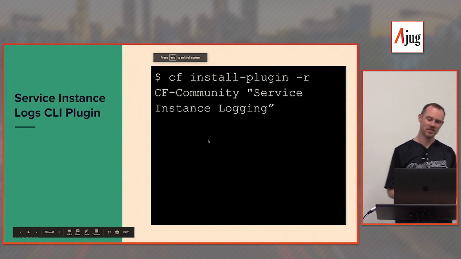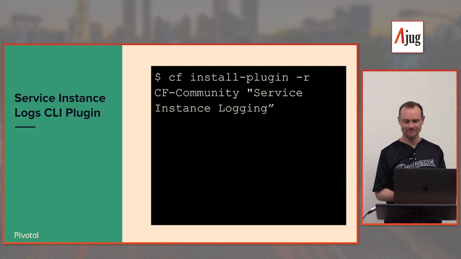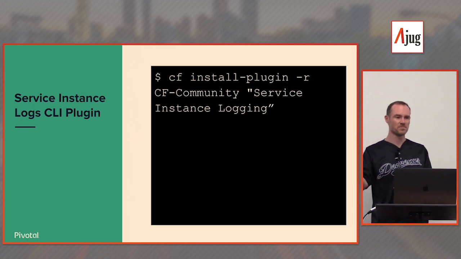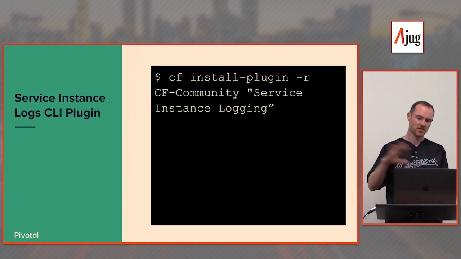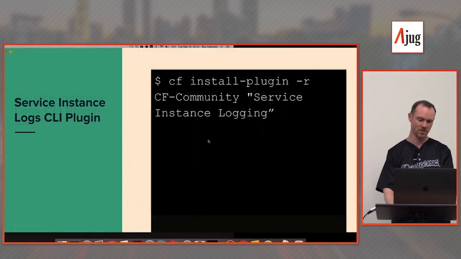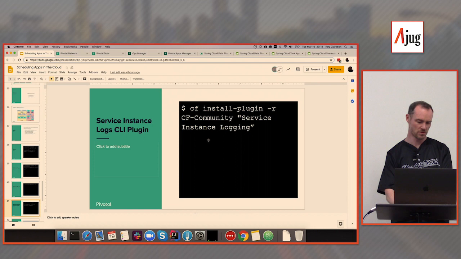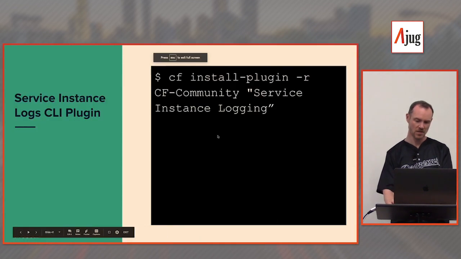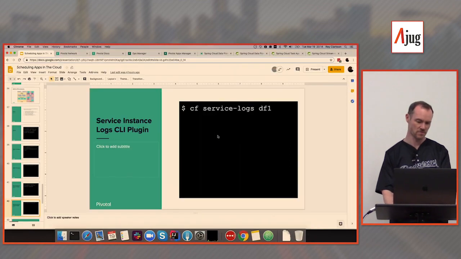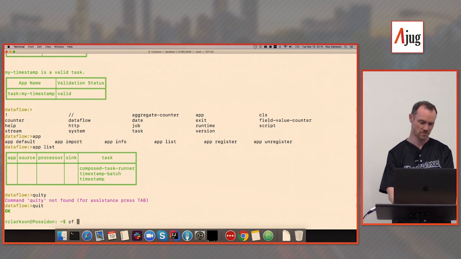So we've got another plugin. It's the Service Instance Logging plugin. What this does, again, the Dataflow server itself is actually deployed into a hidden space. It's protected by the Cloud Foundry security. You don't have access to it typically as the user deploying a Dataflow application. So we created a plugin that allows you to basically tunnel to that backing Dataflow application. All you have to do, again, is cf service logs and then the name of the Dataflow server, and you can see those logs running.